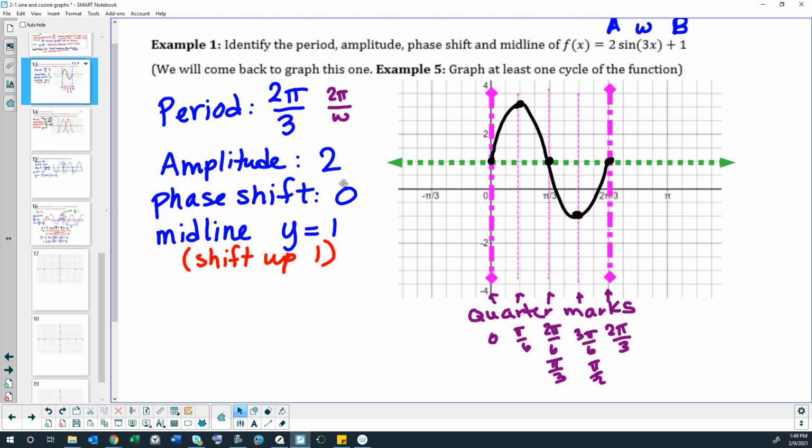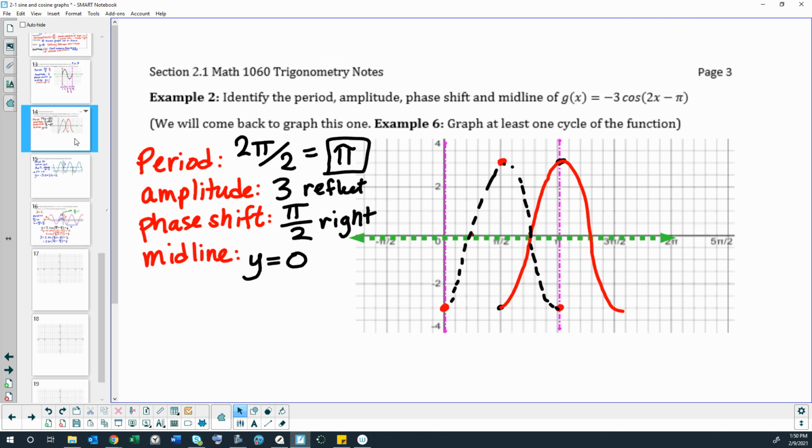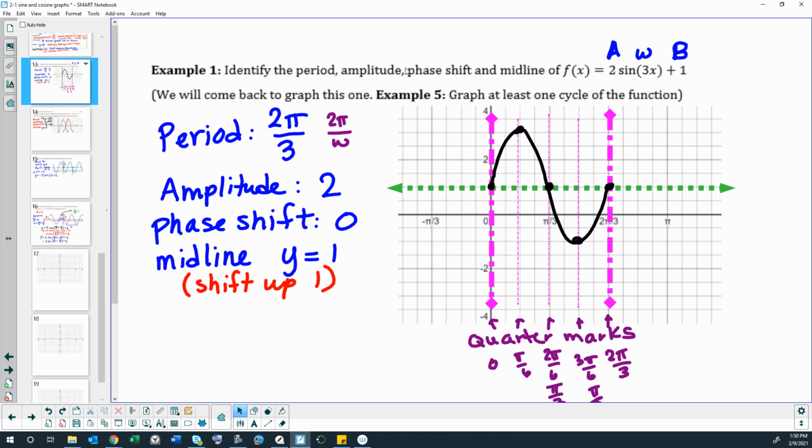Fortunately, this one has no phase shift. Hopefully, graphing with the quarter marks like that makes sense. Okay, let's look at the next one, example 2. So, if you were to correlate this with the textbook, this would be example 1 for the details, and then example 5 for graphing it. And I've just put those together.